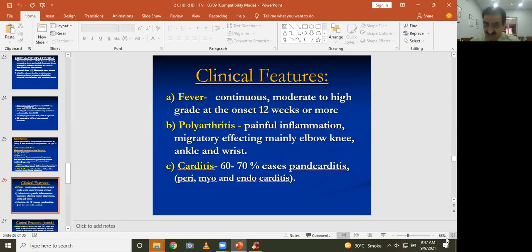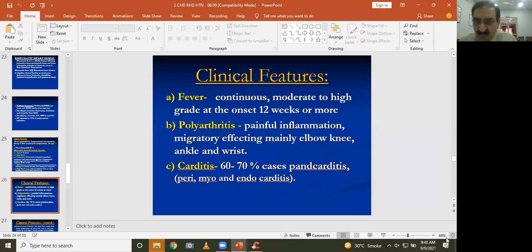I must let you know, the clinical features of this disease are many. There's a galaxy of clinical features, and all these clinical manifestations also occur in other diseases. Okay, I'll let you know.